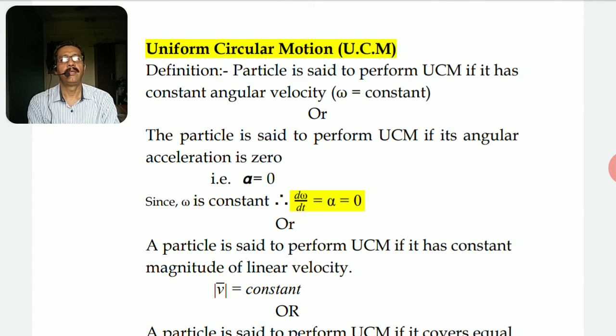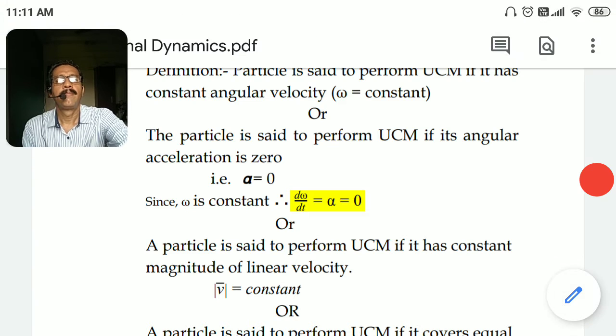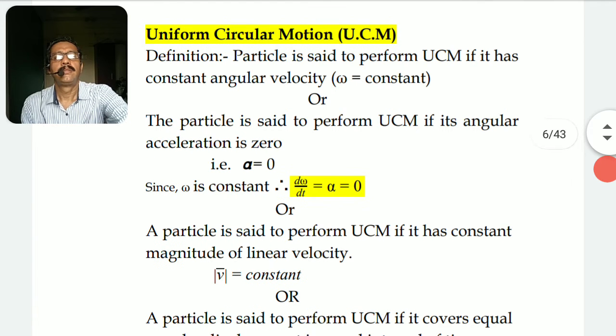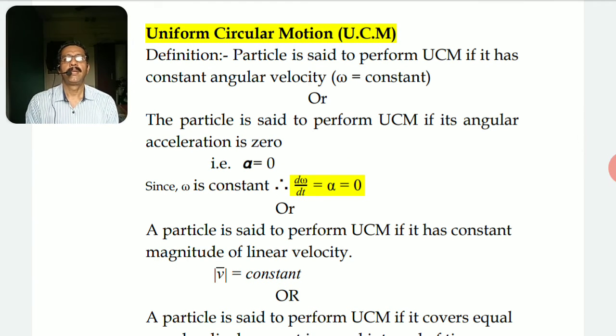In terms of magnitude, the equation is popularly known as v is equal to r omega, where v stands for the linear velocity of a particle performing circular motion, and omega is the angular velocity, r being the radius of the circular path. Today we will go for what is meant by uniform circular motion.